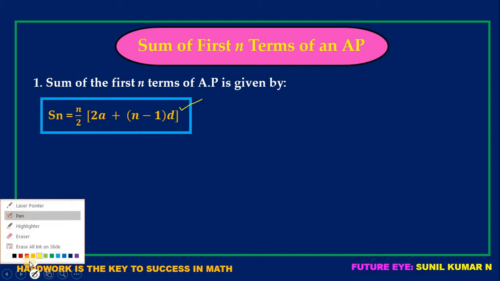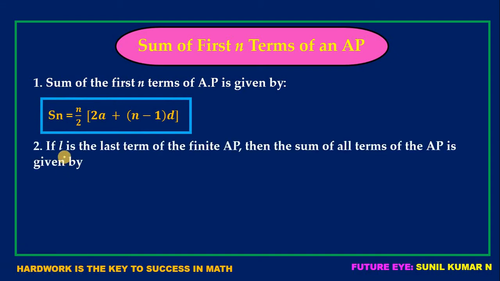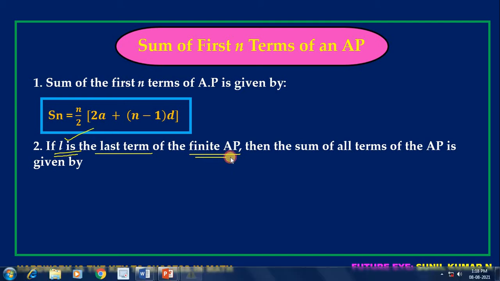Let's see the next formula, children. If L is the last term of a finite AP, try to understand, they are talking about the last term, and the last term they are calling L. Of course, the last term you can call an also, don't forget that. So when the last term is L, if there is a last term, it is definitely a finite AP.